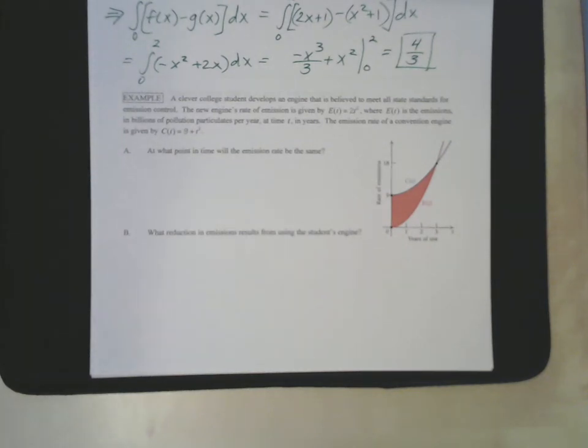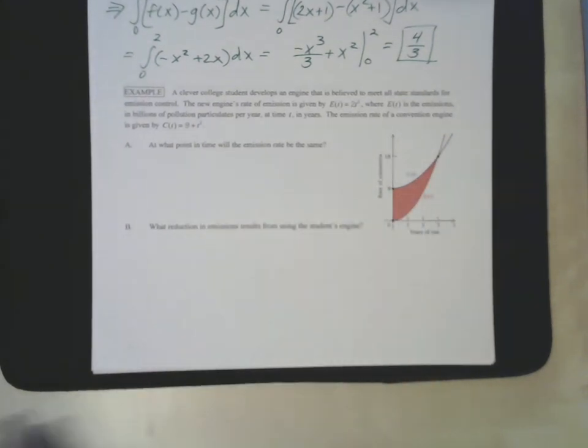In this next example, we're doing an application. A clever college student develops an engine that is believed to meet all state standards for emission control, a car engine. The new engine's rate of emission is given by E of t equals 2t squared, where E of t is the emissions in billions of pollution particles per year at time t in years. The emission rate of a conventional engine is given by C of t equals 9 plus t squared.